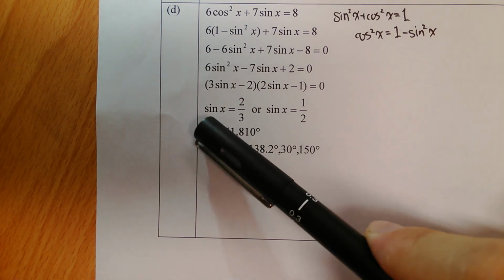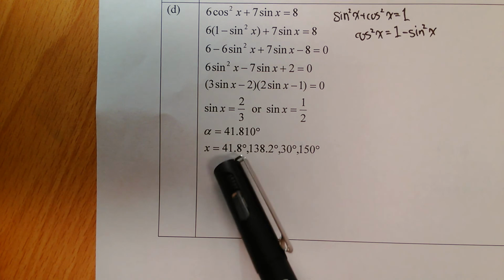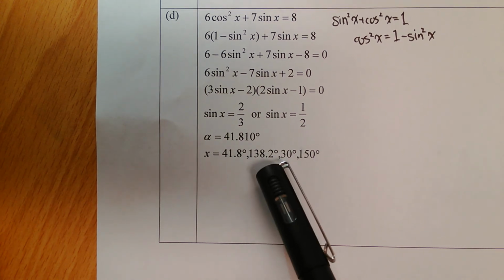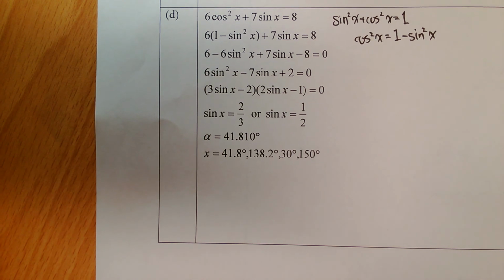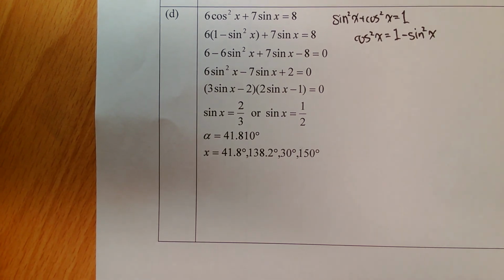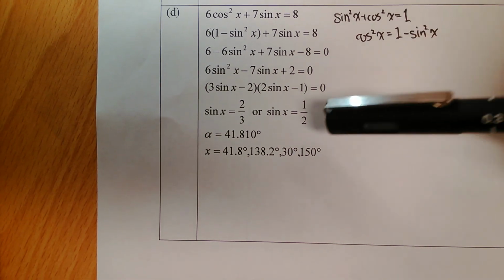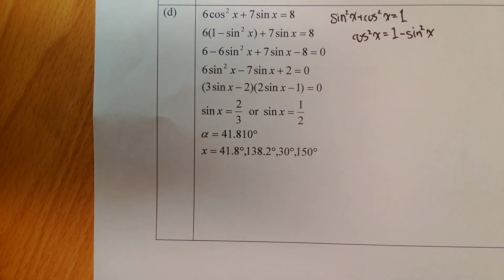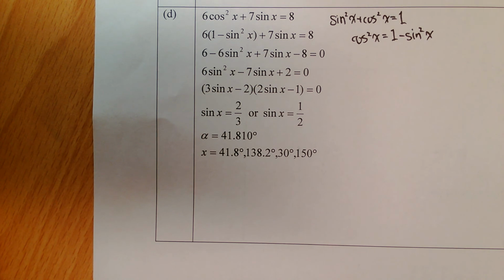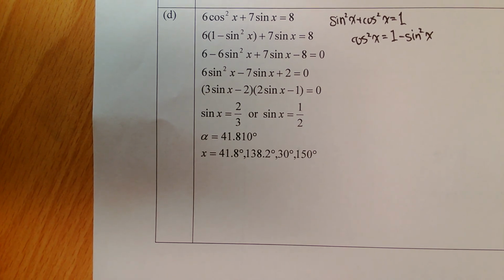Because sine is positive, it should lie in the first quadrant or the second quadrant. Sine x is equals to half. This is a special angle, so straight away you should know that when sine x is half, x is either equals to 30 or 150 degrees. And that concludes the solutions for question 12, part D.